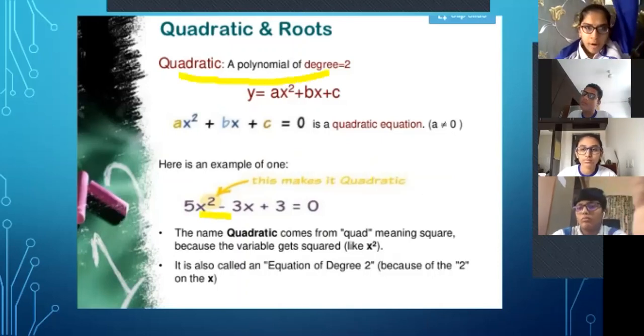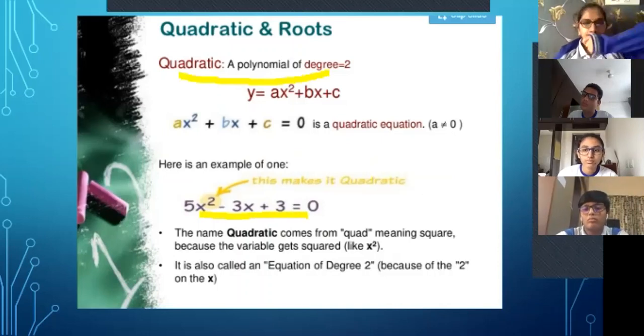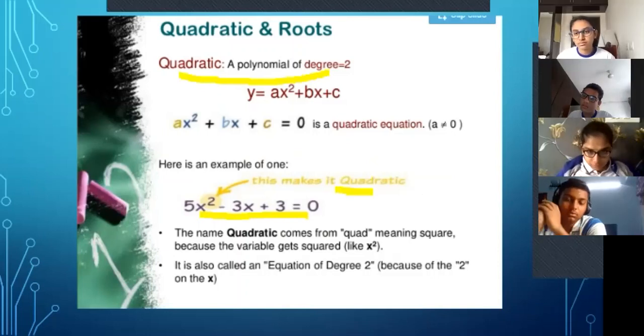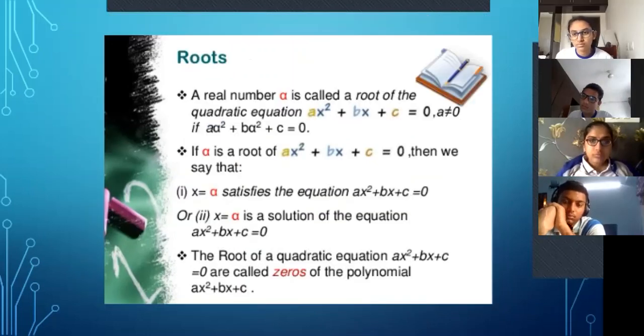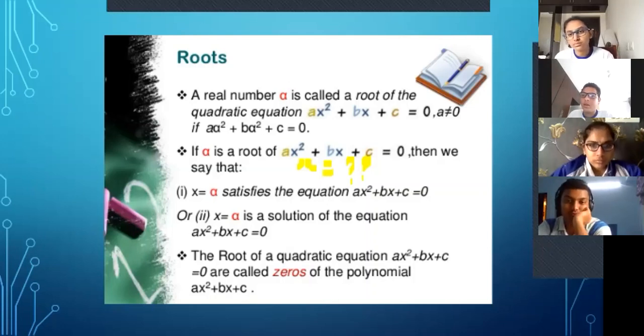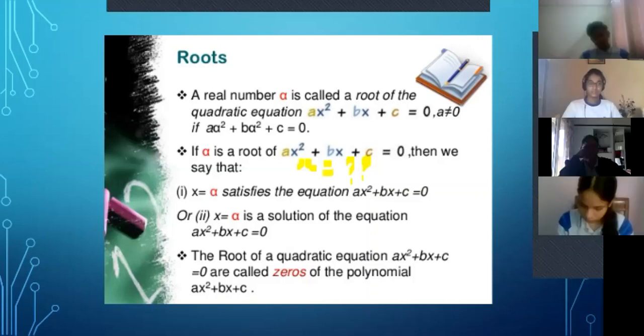So one simple example also, Samarth gave us an example. It is 5x square minus 3x plus 3 is equal to 0. It is the square term that makes it quadratic. Now, we have done the same thing when we were doing linear equations also. When you find the value of x by different methods, you have already done splitting the middle term, grouping, or taking out common factors. So when you find the value of x by some method, then what are these values of x known as? What are the values of x known as, Srushti?